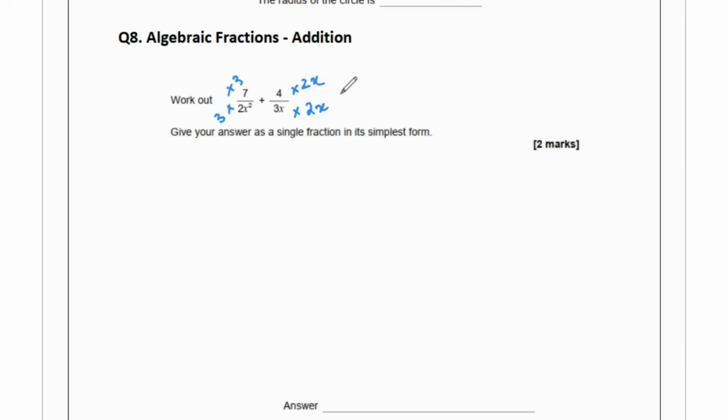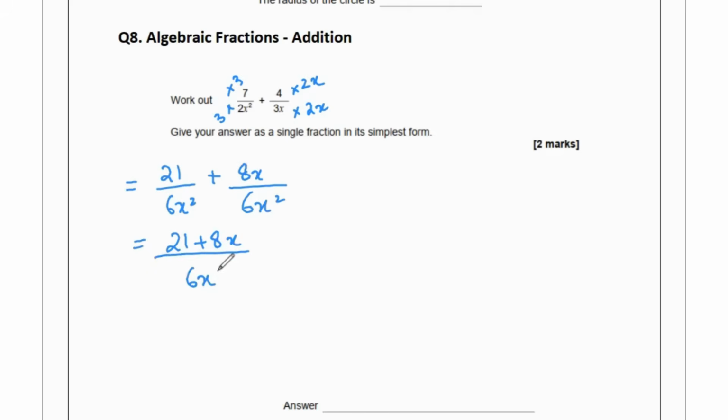When we do that, what we realize is that the denominator becomes 6x squared. So 21 over 6x squared plus 8x over 6x squared. So that's going to be 21 plus 8x over 6x squared. Since we cannot further factorize it, because 21 and 8 don't come in the same times table, this is your final answer, and that's why this is a 2-mark question as well.